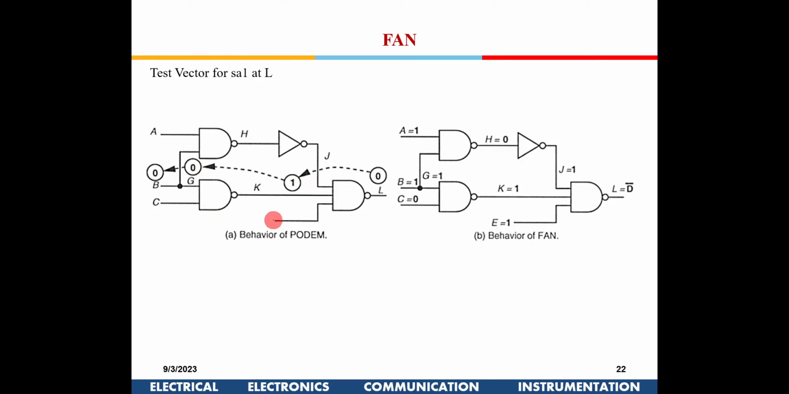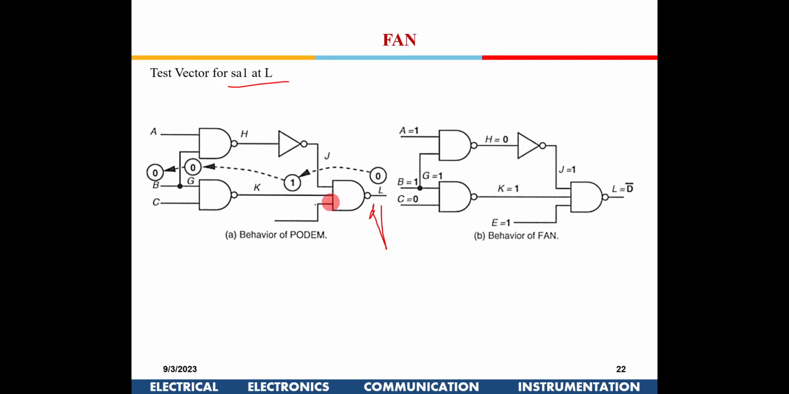Like for this particular example, suppose I want a 0 here. So I'll go back. I have to detect a stuck-at-1 fault here. This is the fault which I need to detect. I have to detect a stuck-at-1 fault at L.